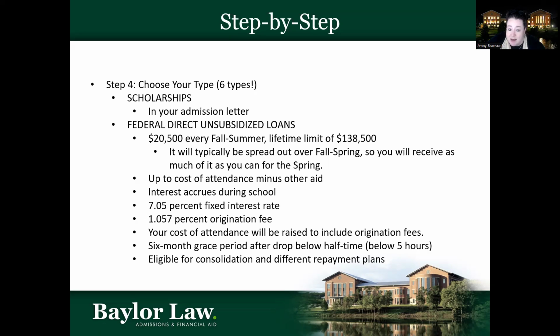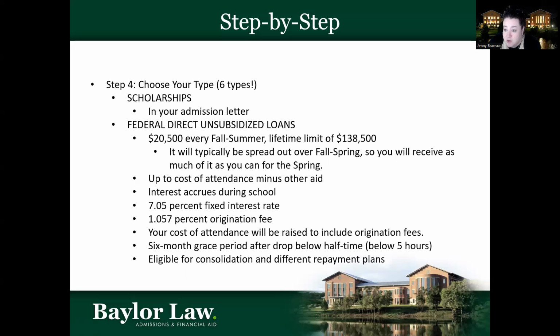Typically, that $20,500 is spread out over fall through summer. However, as summer starters, I'm sorry, I mistyped here, you will receive as much of it as you can in the summer because you're at the end of the 23-24 year. It will reset in the fall and will be spread out over fall, winter, and spring, so about $6,833 per quarter. There's a $20,500 cap on this. The only other cap would be if using the full $20,500 would push you over cost of attendance.